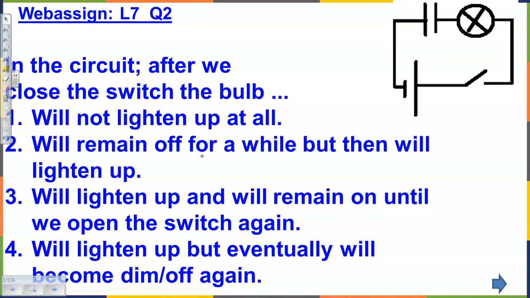The schematic is here, and this symbol represents the battery. This symbol represents a capacitor. This symbol represents a bulb. This symbol represents a switch. Right now, this switch is open.